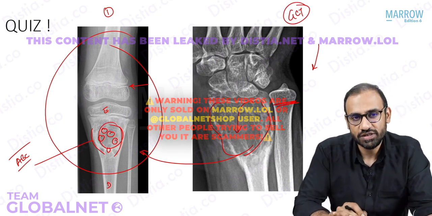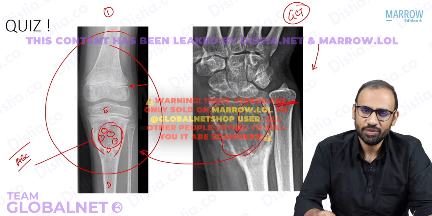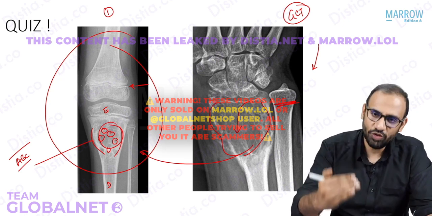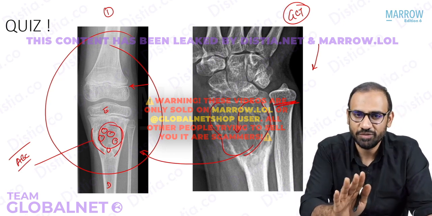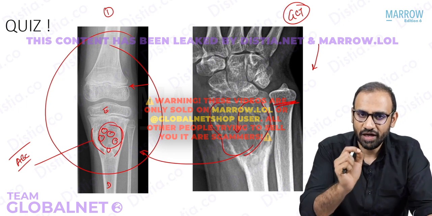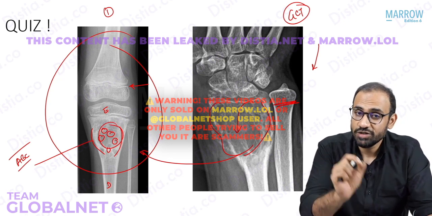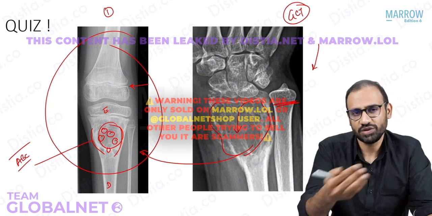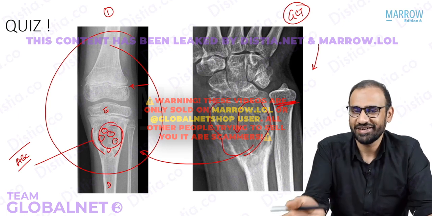A lot of students send me messages getting confused about ABC versus GCT. If you follow these steps, you'll not be confused anymore. Look at the epi, meta and dia. Look at the skeletal maturity. Is the growth plate visible or not? Based on that, you can simply make the diagnosis.